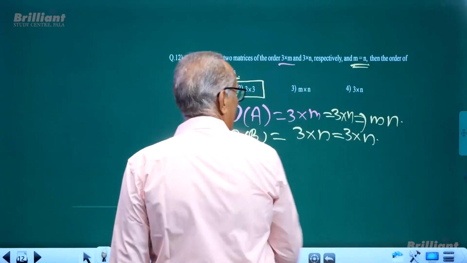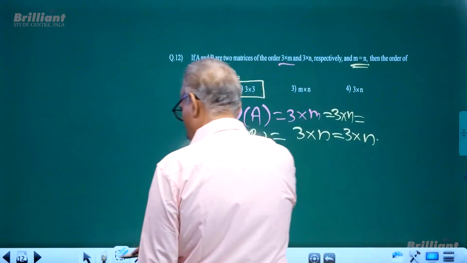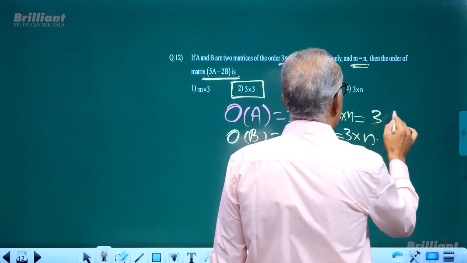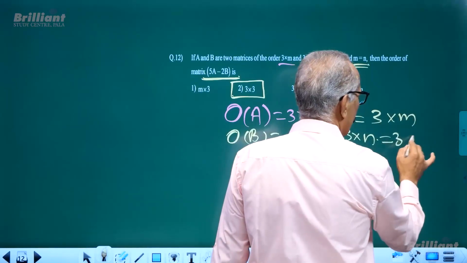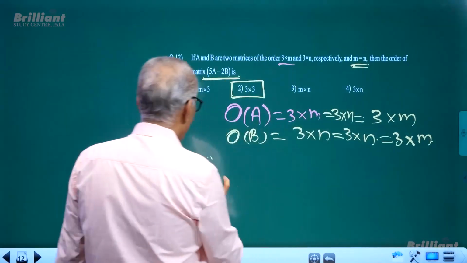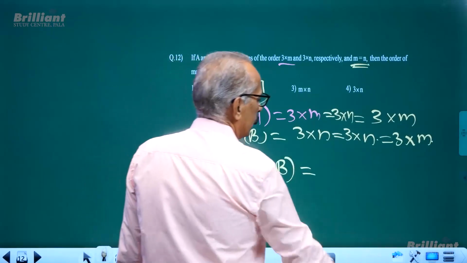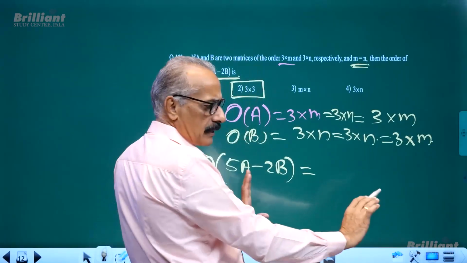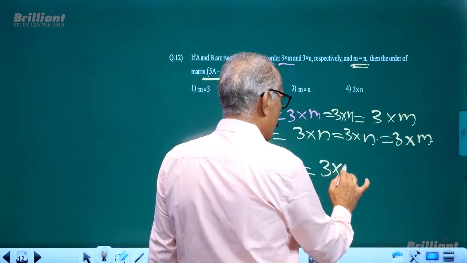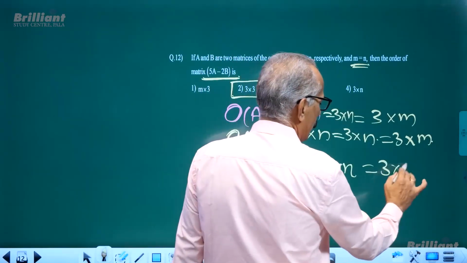This can also be this one. The same thing, this is also 3 by m. This can also be 3 by m. Therefore, the order of 5a minus 2b is the same as that of the order. You can write 3 by n. This you can write 3 by m.